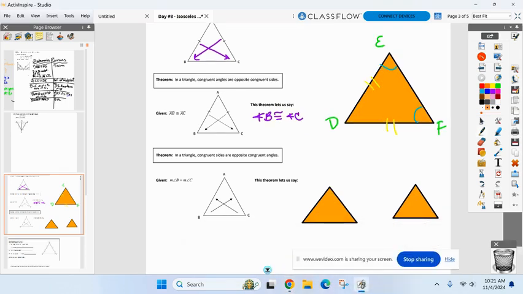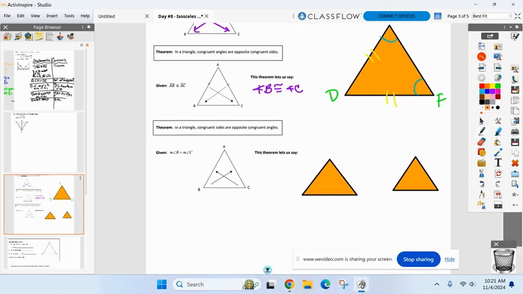And then we can go in reverse. What if I give you that two angles are congruent? So given B and C are congruent, we could say the sides opposite are equal. AB and AC.